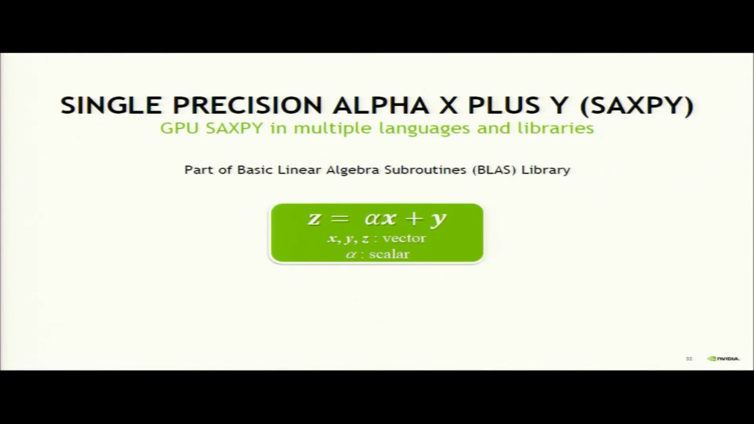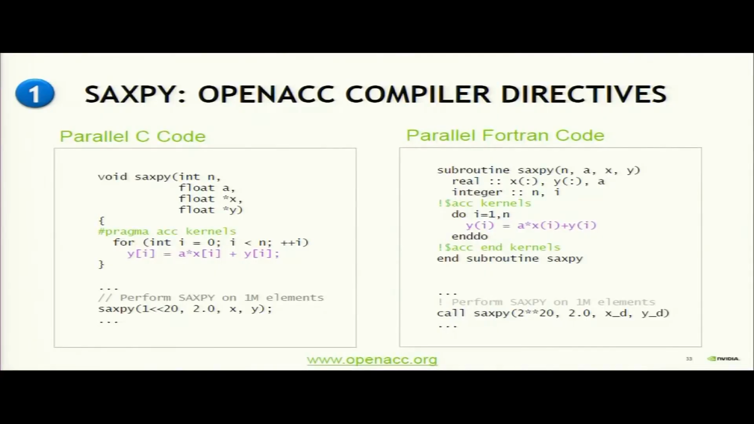Let's take an example. If your algorithm that you were porting was this, which is z equal to alpha x plus y, where x and y are vectors and alpha is a scalar value. If you are going to implement this in parallel on a GPU, you have different ways in which you could do that. The first one is something called a directive based approach, which is OpenACC.